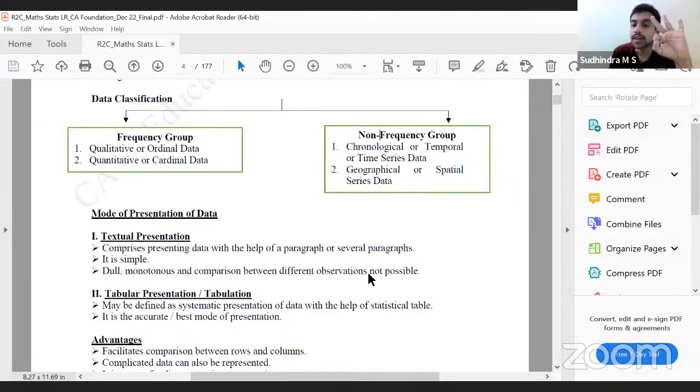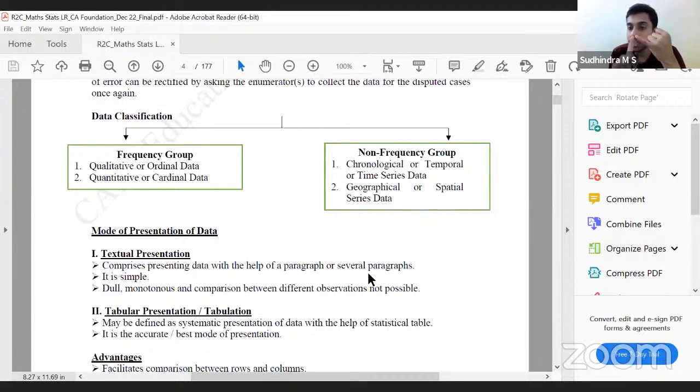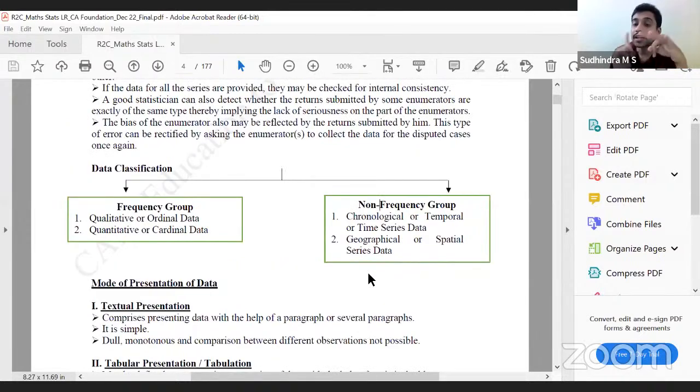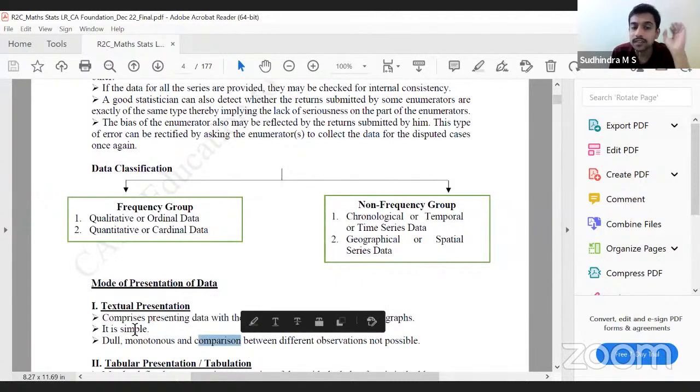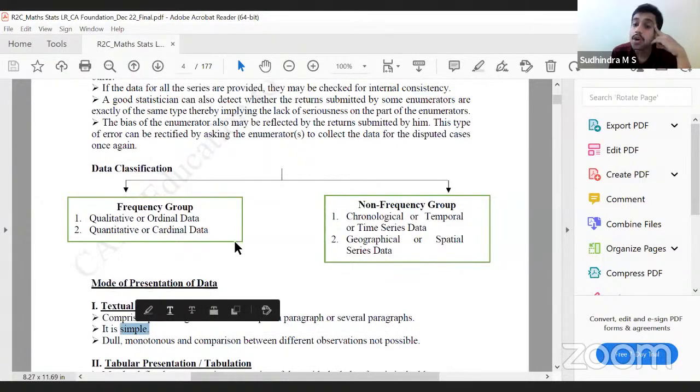With regard to presentation, we have three types of presentation: textual presentation, tabular presentation, and diagrammatic representation. Textual presentation is presenting the information in the form of articles, paragraphs, etc. What is the disadvantage here? They are dull, monotonous, and comparison becomes difficult. The advantage is it is simple, with no specific rule. We have to just present them in paragraphs.